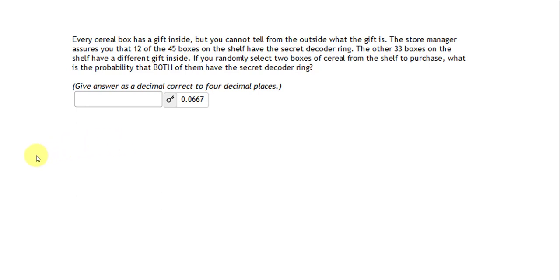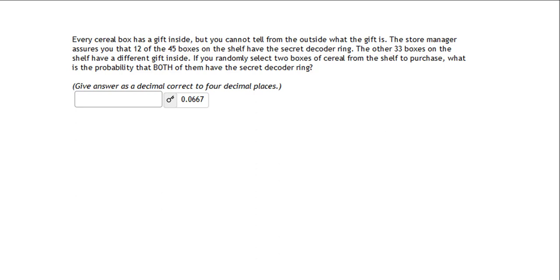Hi everyone, in this video we are going to talk about a problem of finding the probability using the AND rule. Every cereal box has a gift inside, but you cannot tell from the outside what the gift is. The store manager assures you that 12 of the 45 boxes on the shelf have the secret decoder ring, and the other 33 boxes on the shelf have a different gift inside.